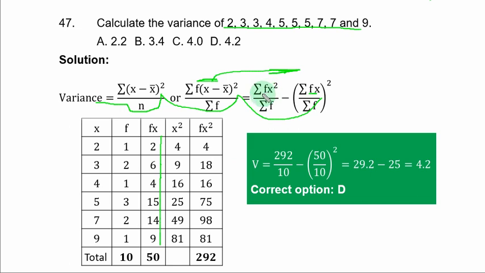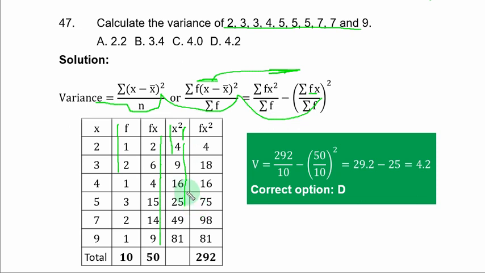Now, for us to get Fs squared, you need to get S squared first. So you square each S. If you square each S, you have 4, 9, 16, 25, 49, 81. Then for Fs squared, you use the F column to multiply the S squared. 1 times 4 is 4. 2 times 9 is 18. 1 times 16 is 16. 3 times 25 is 75, and so on.